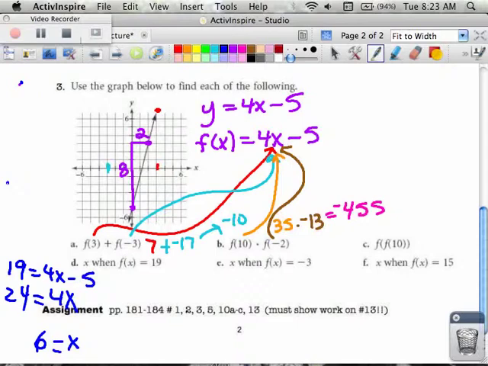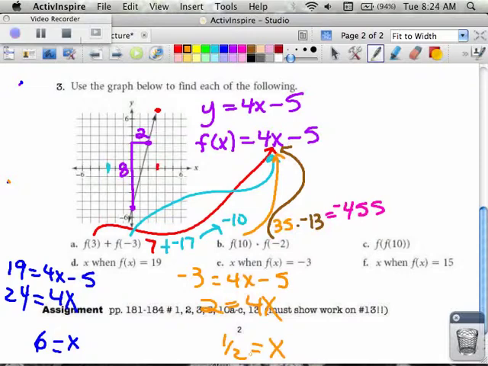In letter E, it's the same exact problem really as letter D with a different number. This time I'm going to start out with negative 3. And that's going to be equal to the 4x minus 5. And then I add 5 to both sides and I get 4x is equal to 2. Divide both sides by 4 and x is 1/2. Or you can go with 0.5, either one's fine.